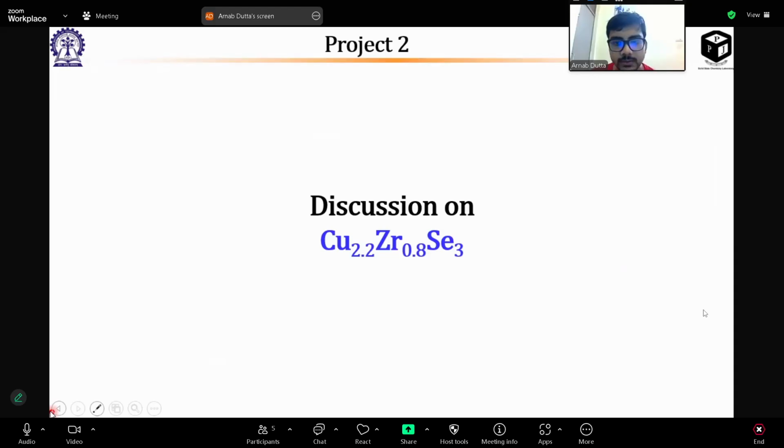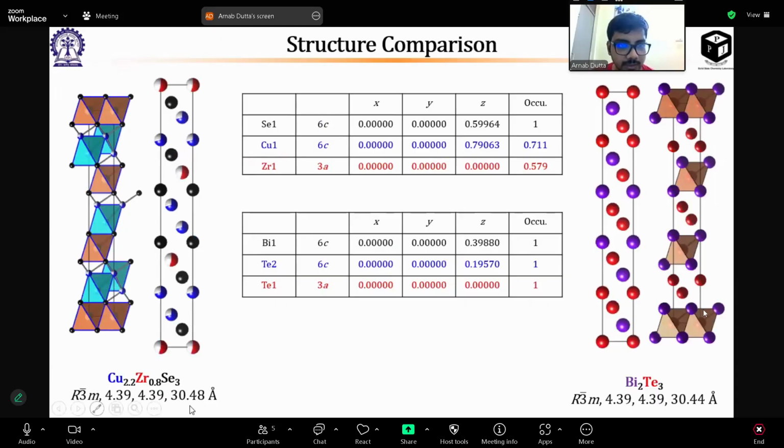Then I want to discuss another compound, for which I have recently solved the structure: copper, zirconium, selenium systems. Initially I was trying to synthesize copper four zirconium selenium four, but I found the structure from that, and copper four zirconium selenium four is not found. This compound has a similar structure to the bismuth tellurium compound. In bismuth telluride, we have the van der Waals gap between the tellurium atoms, but here the van der Waals gap is present between the copper atoms.